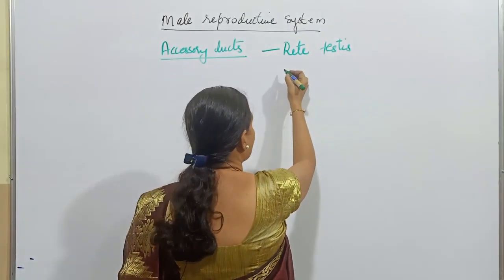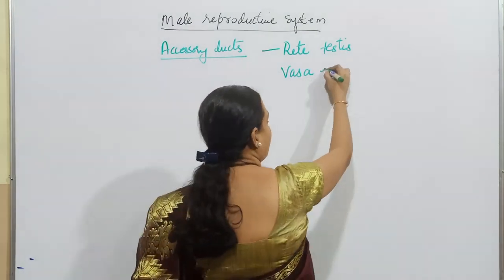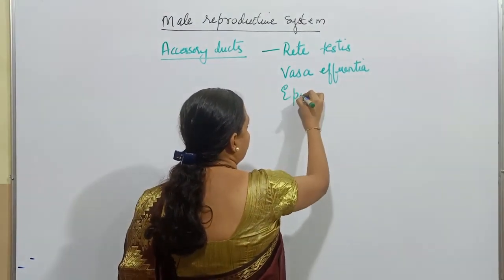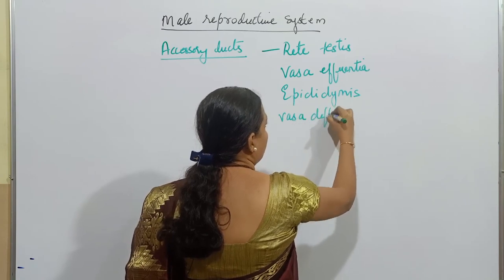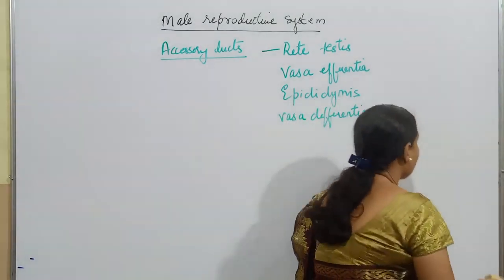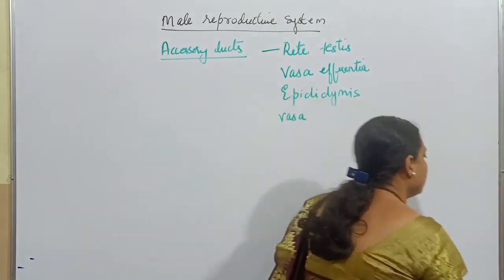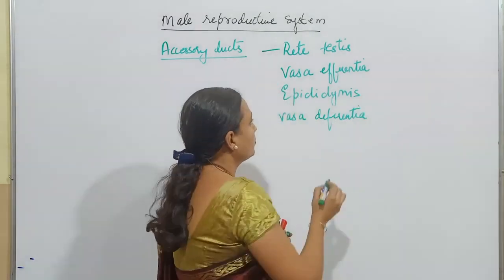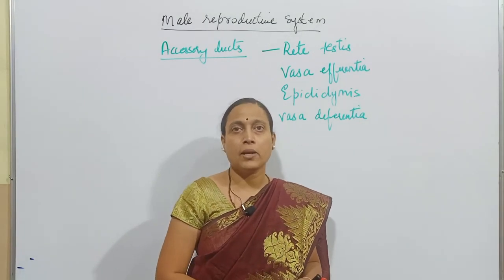testes, the next accessory duct is vasa efferentia, and then epididymis, deferentia, so these are the accessory ducts present in the male reproductive system.